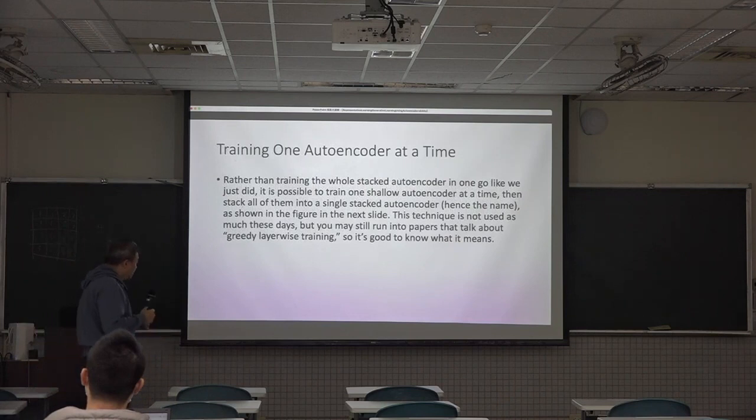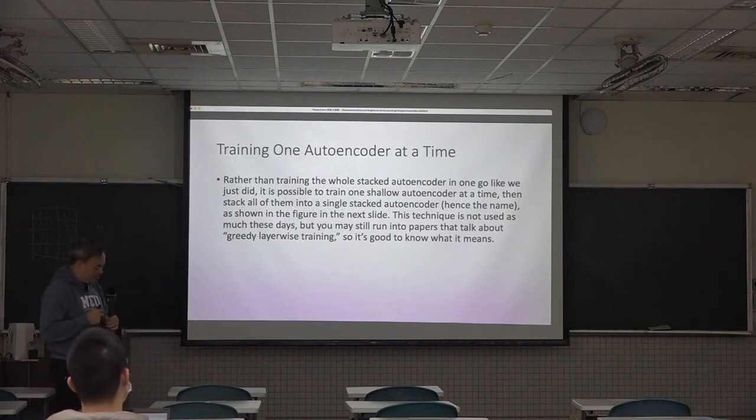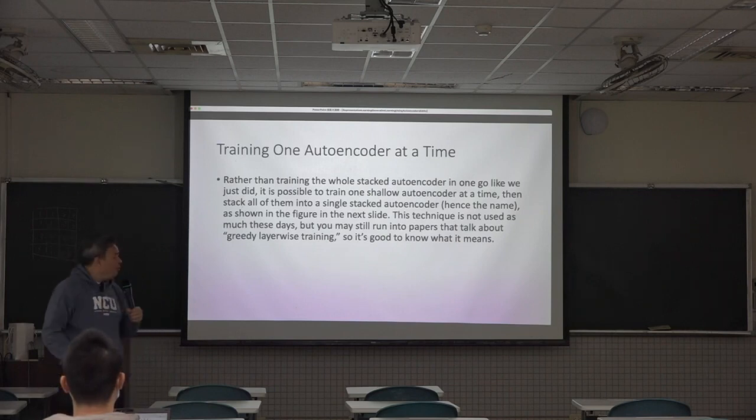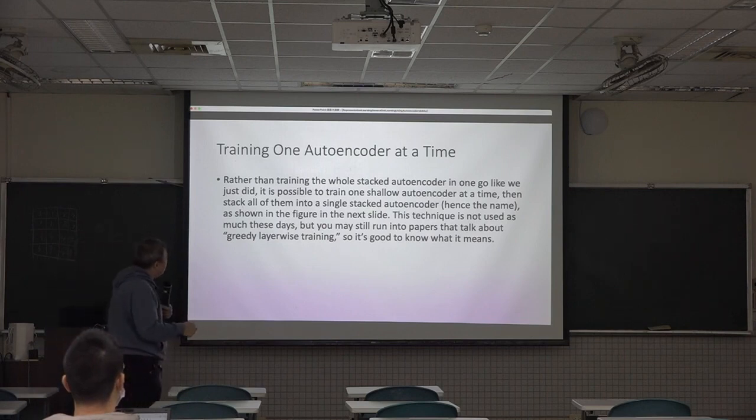So that's like we can train the stacked autoencoder in one try, even if you have multiple layers. But we can actually train one additional layer in the autoencoder each time. But how do we do that?